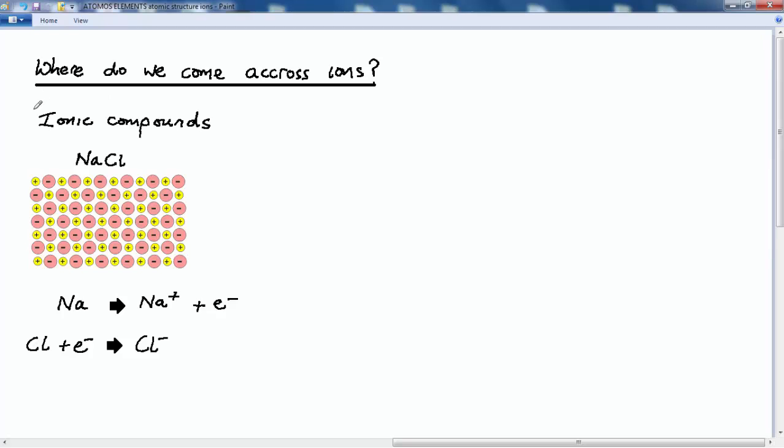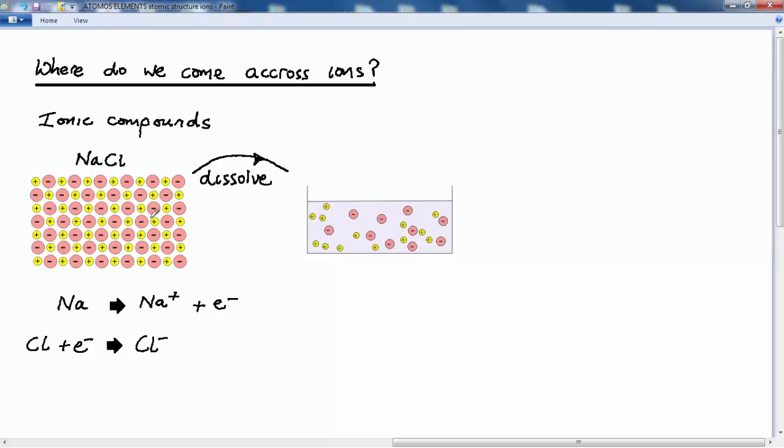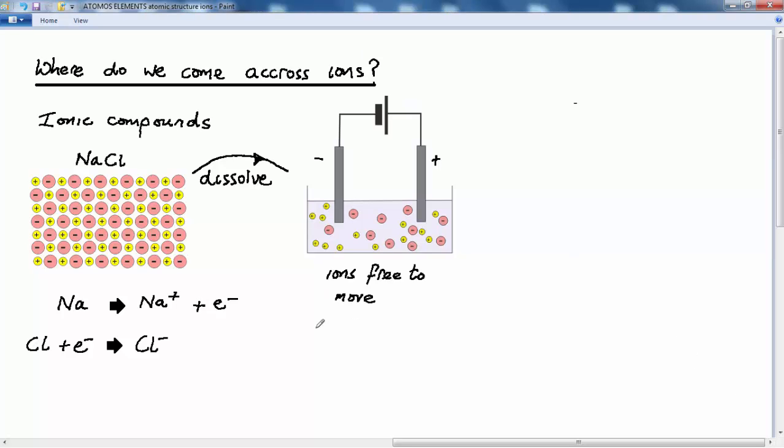So that's where we're going to come across ions, and we'll also learn that, as you probably already know, these ionic crystalline structures quite easily dissolve in water. You know that salt readily dissolves in water, and when it does so, the positive sodium ions and negative chloride ions pass into the water and become free to move in between the water molecules. Because of that, these ions are able to conduct electricity, and so we'll come across ions in the area of electrolysis. The ions can carry electricity between the electrodes.